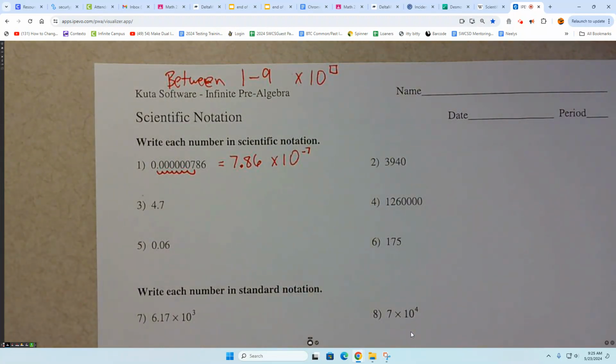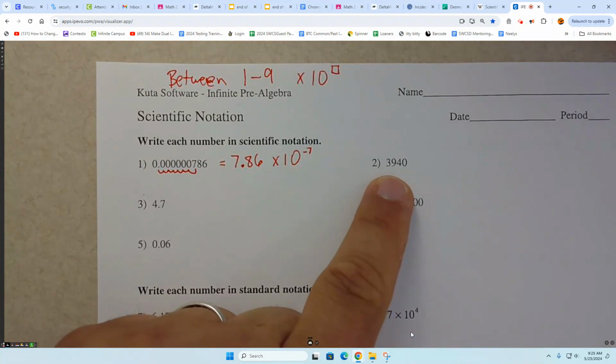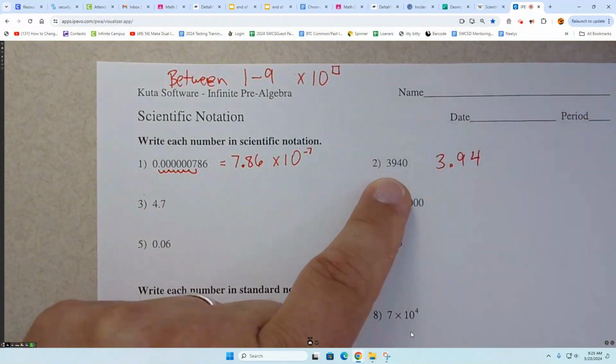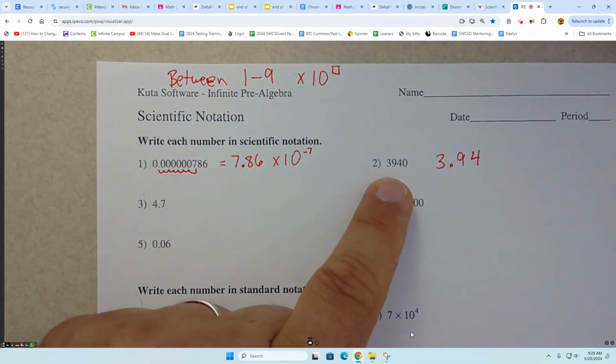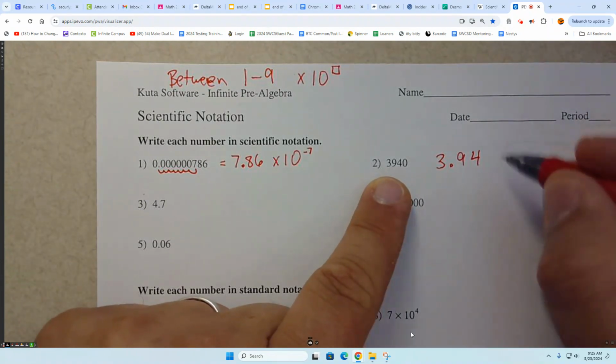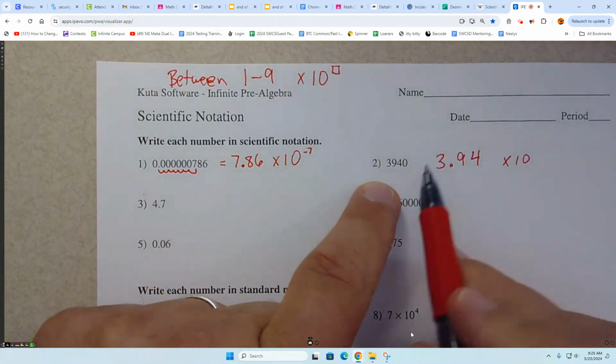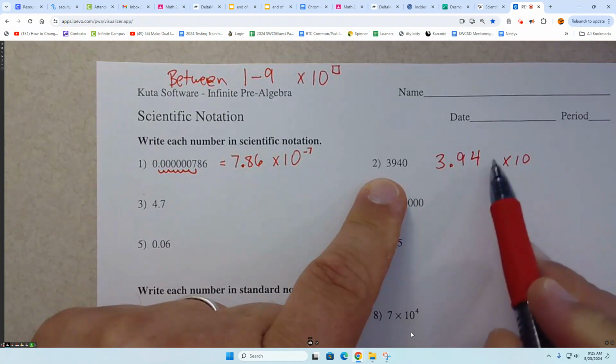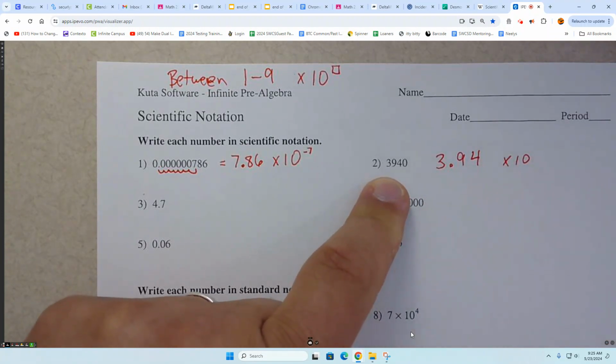The next one, change this number to a number between 1 and 9. Yeah. So all we're doing is taking the first digit and putting a decimal behind it. The first non-zero digit. And then I'm going to say times 10. I don't need this 0 because a 0 on this side of the decimal means nothing, so I don't put it there. I'm trying to write this as small as I possibly can.